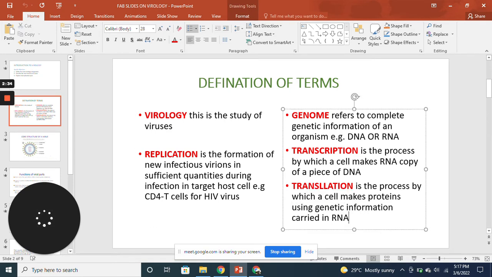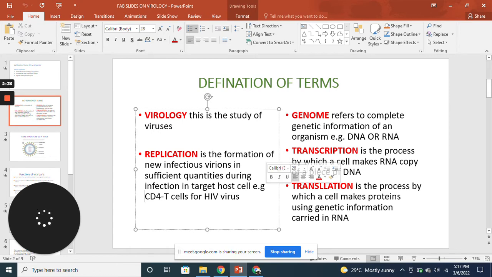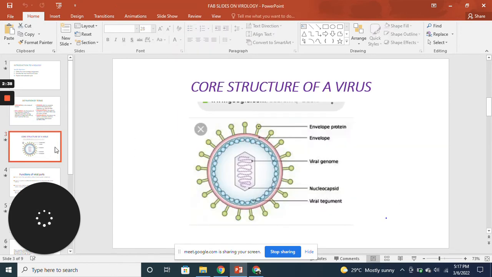From there, class, let us look at the second objective, which is the basic structure of a virus. All viruses share a common basic structure, which consists of the viral genome. The genome can either be RNA or DNA, but a virus cannot have the two. So if a virus has DNA, it cannot have RNA. And if it has RNA, it cannot have DNA.